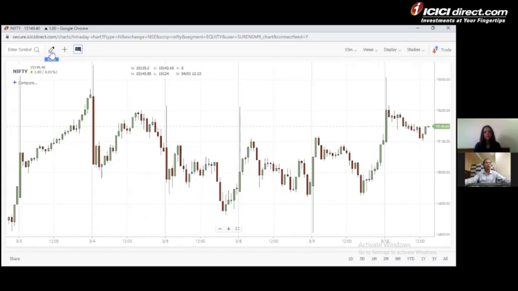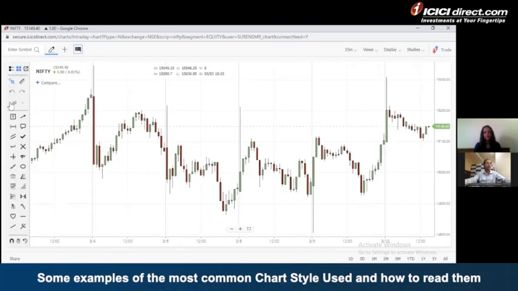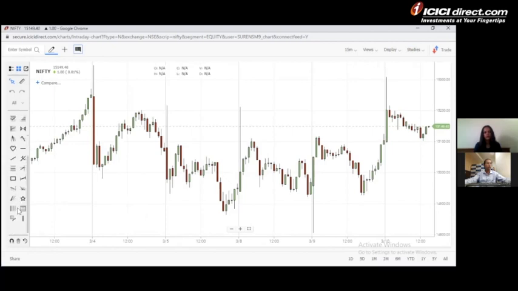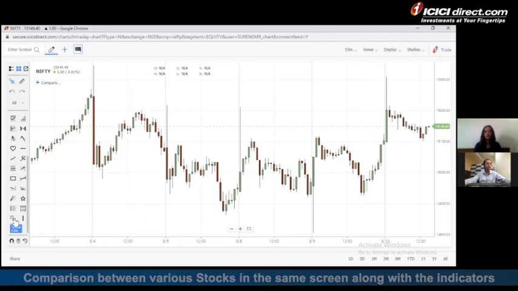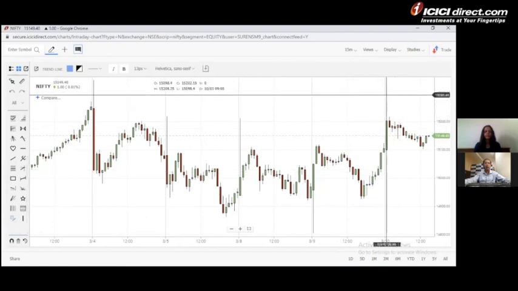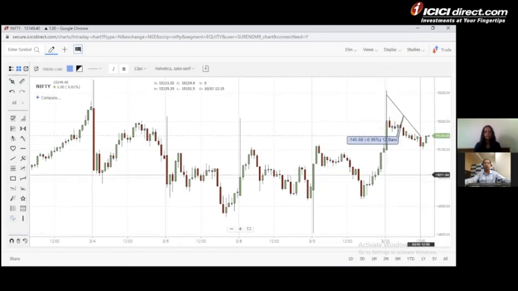Just go to the draw option on the left-hand side, where you have multiple tools to draw the line. Scroll down to the line tool, and draw a trend line now. You can show the trend line on the intraday chart, where you can see the resistance.